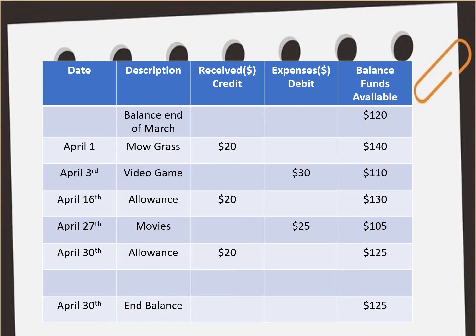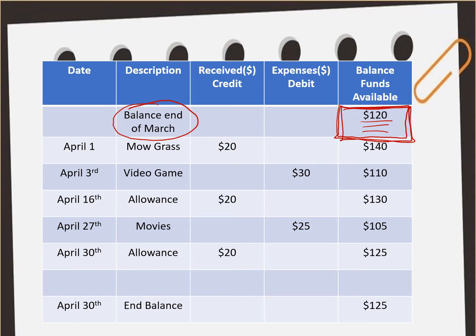So let's say the month of March just ended. And at the end of March, in your checking account, you had $120. So that is your balance that you carry forward. So right now, you start off with $120.